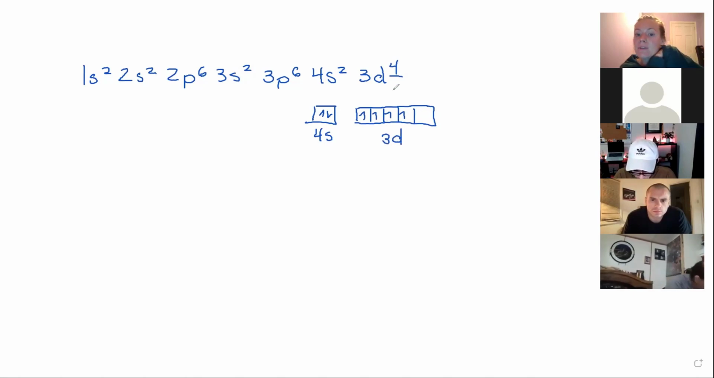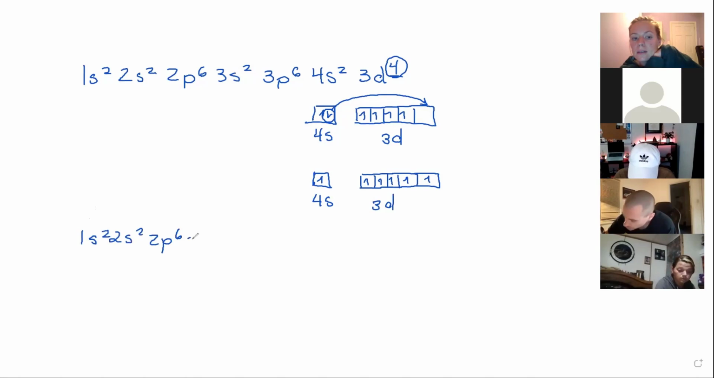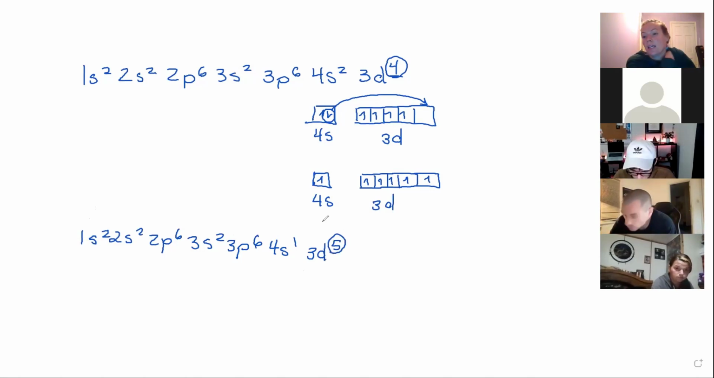Well, d orbitals like to be halfway full or completely full. It's particularly stable. So anytime you have a 4 here or you land on a 9 here, an electron is going to go from this S position and move over here. So this is going to become 4s with 1 electron in it, and the 3d will have 5 electrons in it, 1 in each box. So how does that change the electron configuration? Well, it's 1s2, 2s2, 2p6, 3s2, 3p6, 4s1, 3d5. Because having 5 or 10 in that D is stable.